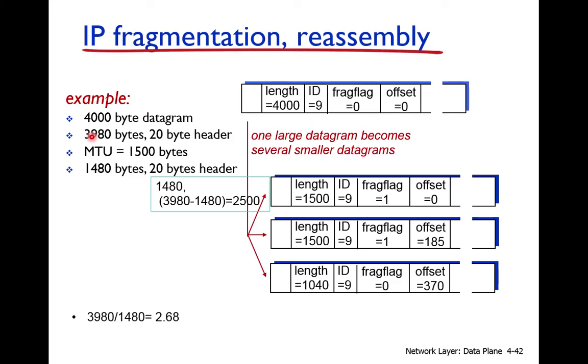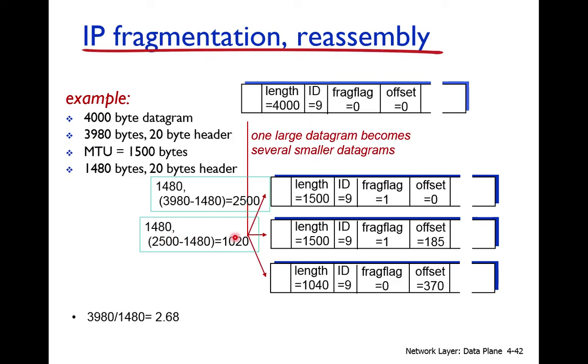So from 3980 bytes of data, 1480 are kept here. How many are remaining? 3980 minus 1480 becomes 2500. Now 2500 bytes of data will be distributed in these 2 packets. In the first packet, 1480 bytes of data is kept, so now from 3980 bytes we have 2500 bytes of data.